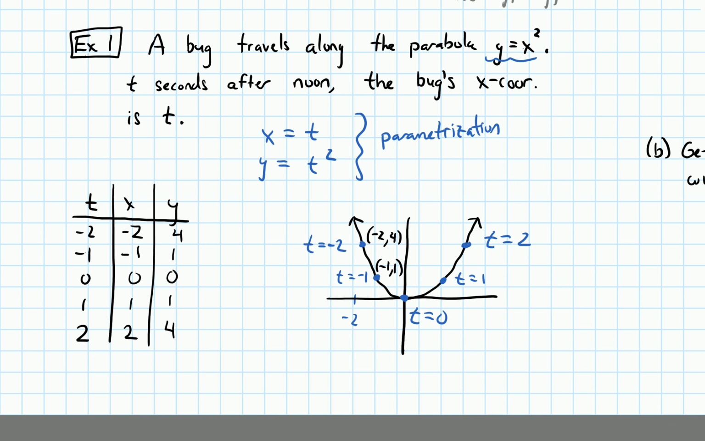And now let's draw arrows to indicate the direction that the bug is moving in. Okay, so the bug is moving in this direction. It's traveling from left to right here. I'm indicating that with these green arrows. But this isn't the only way that we could have parametrized this bug's movement. So let's talk about some other ways to parametrize this.